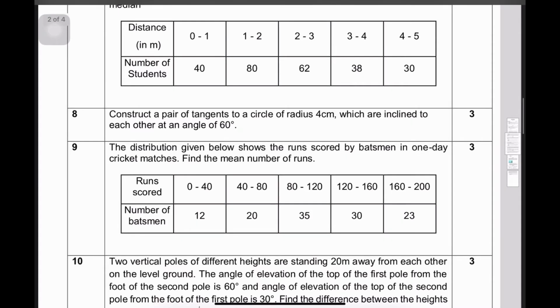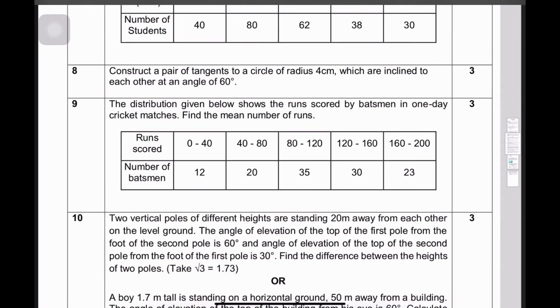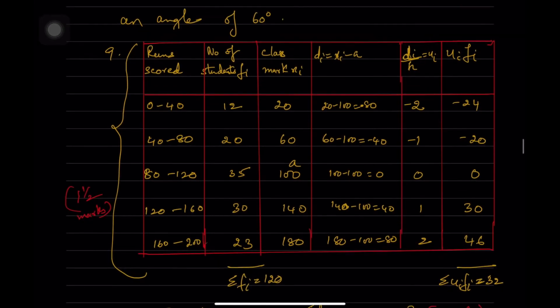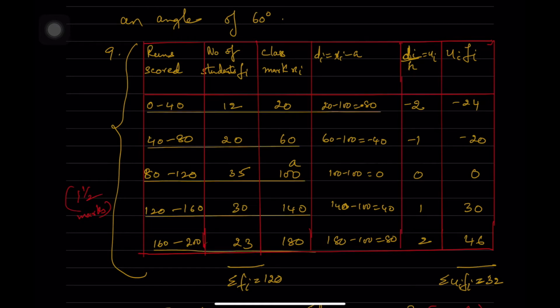Then going into the next: the distribution given below shows the runs scored by batsmen in one-day cricket matches. Find the mean number of runs. So here you have runs scored and number of batsmen given. So runs scored, number of batsmen fi, class mark xi, di is equal to xi minus A, where A is the assumed mean. Then di by h is equal to ui, then ui into fi. For this whole thing you have 1.5 marks for each and everything.